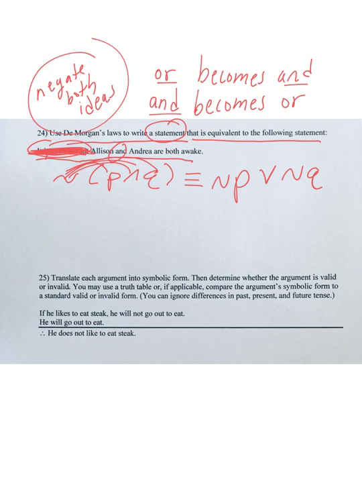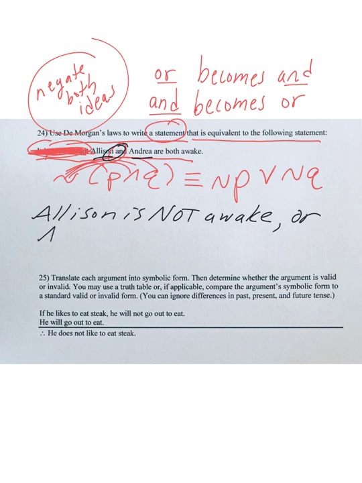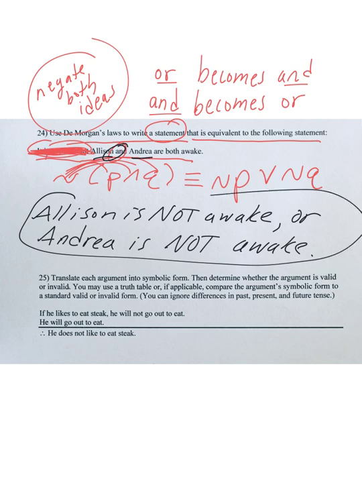So let's put this all together. The negation of Allison being awake is Allison is not awake. And becomes or. The opposite of Andrea being awake is Andrea is not awake. So this sentence is equivalent to the original. It has the same meaning. Allison is not awake or Andrea is not awake.